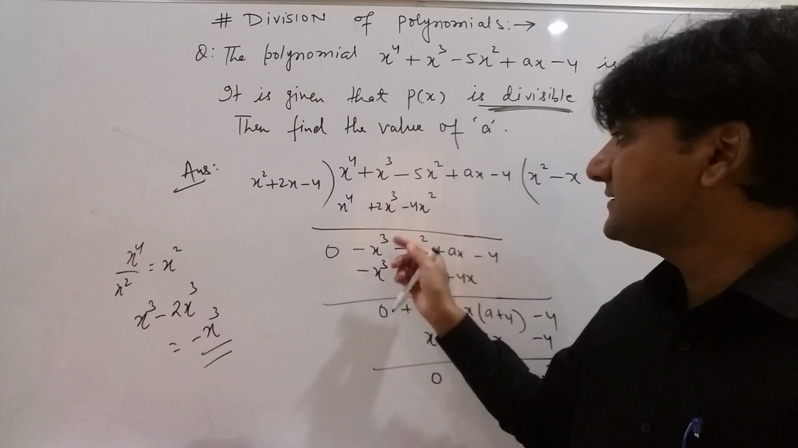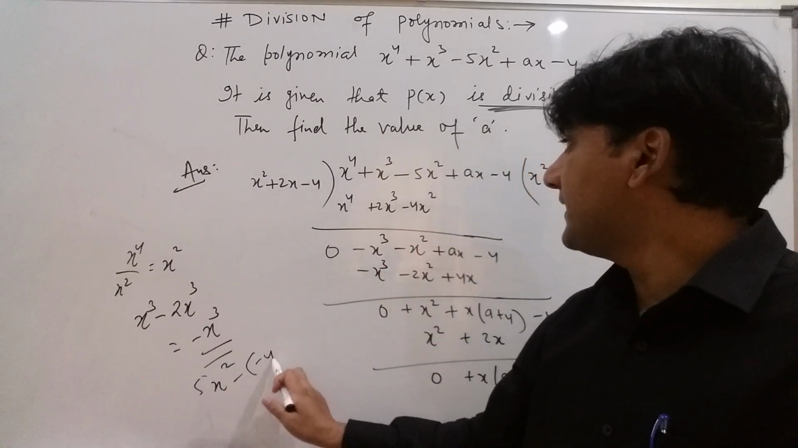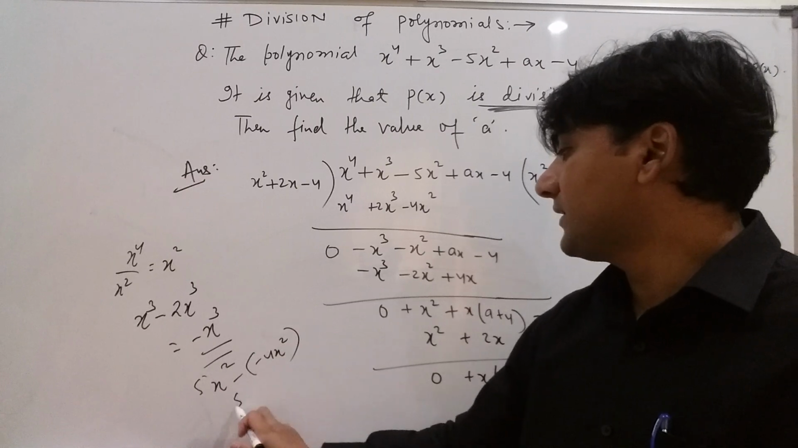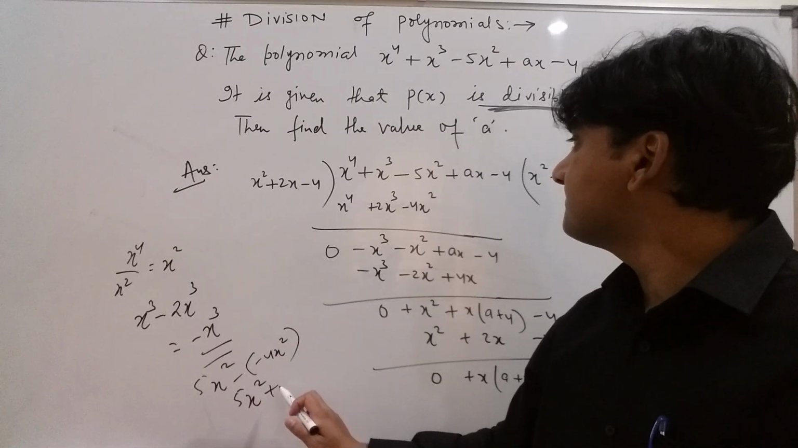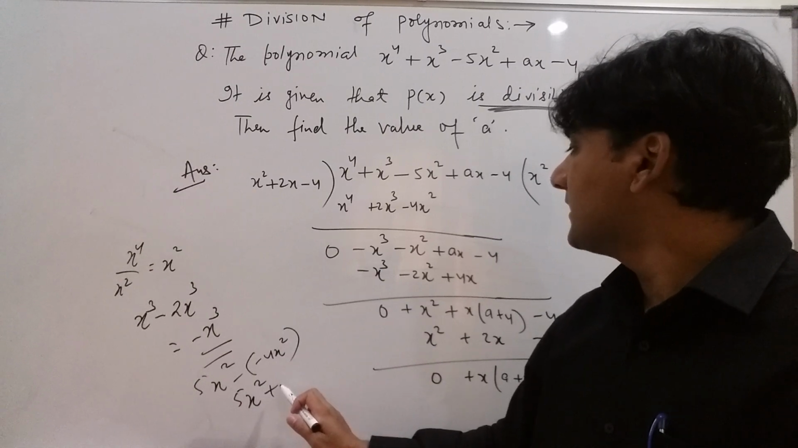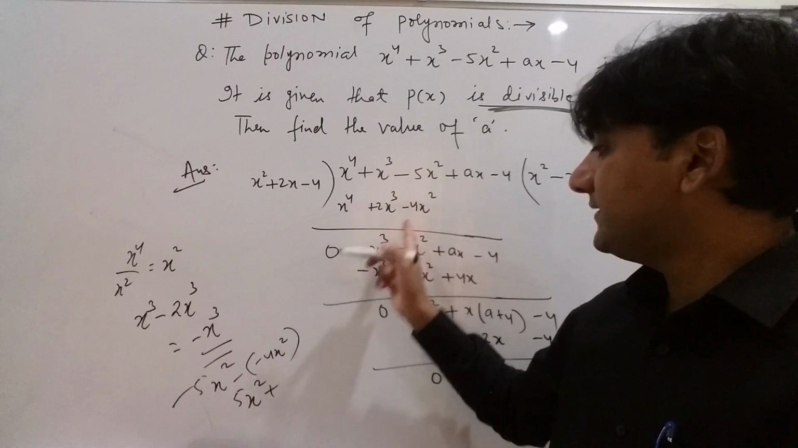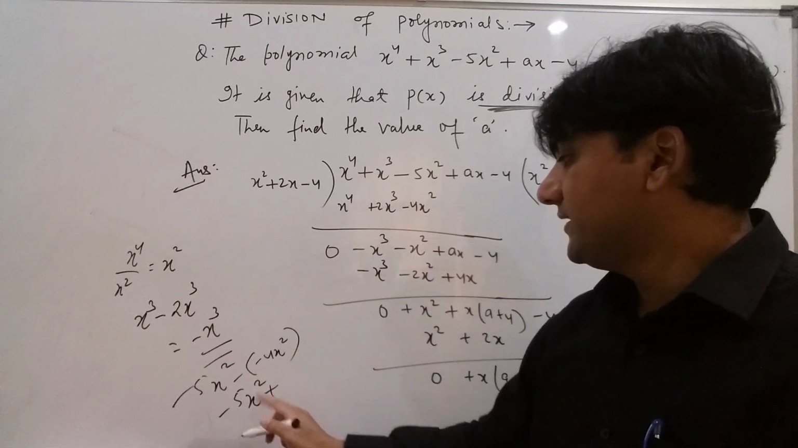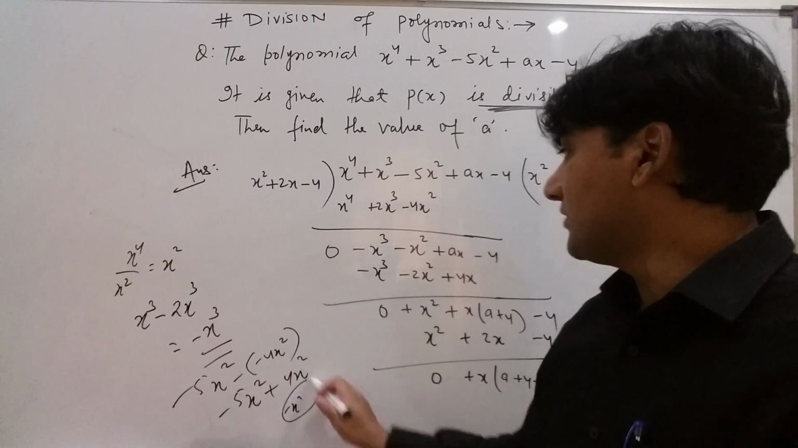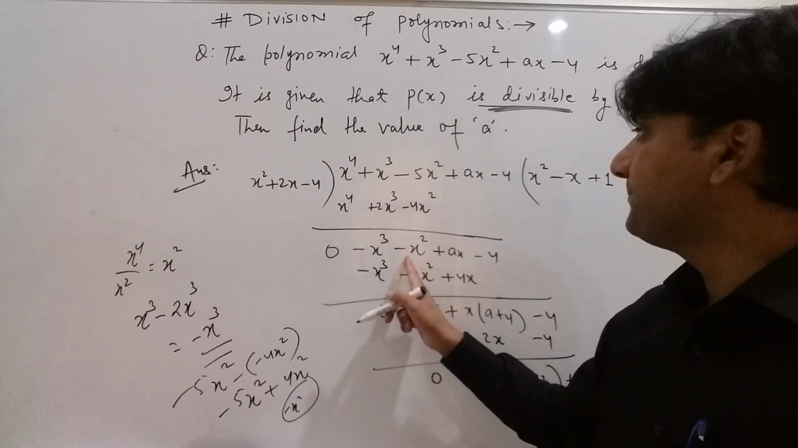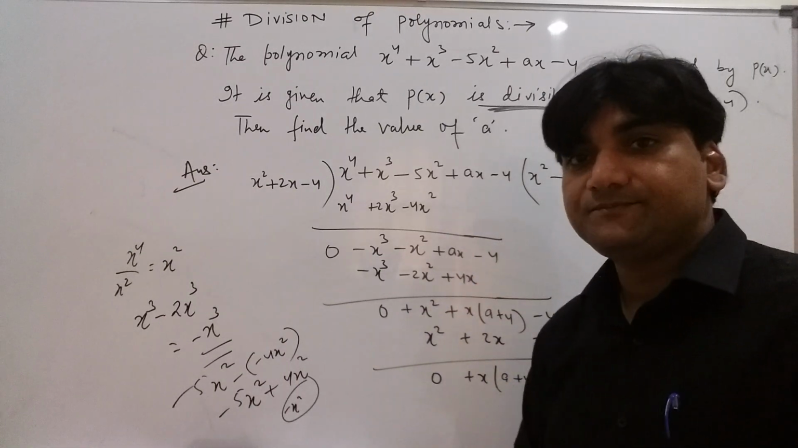You are taking the difference, so 5x squared minus of minus 4x squared. It is minus 5x squared and minus of minus 4x squared. So minus 5x squared plus 4x squared, right? So minus x squared we got. That's how I got minus x squared here. Then ax as it is I have to write, minus 4 as it is I have to write.